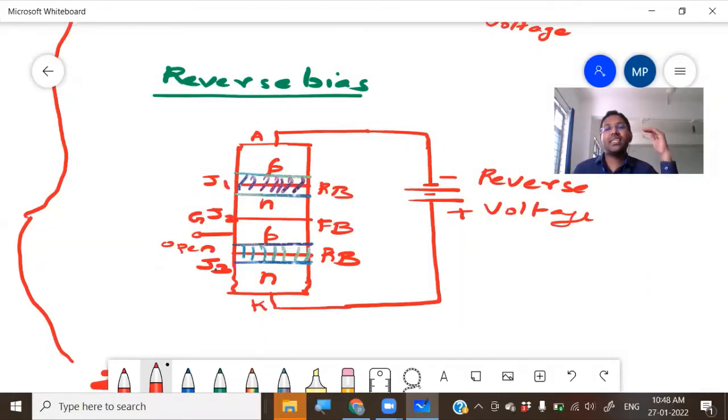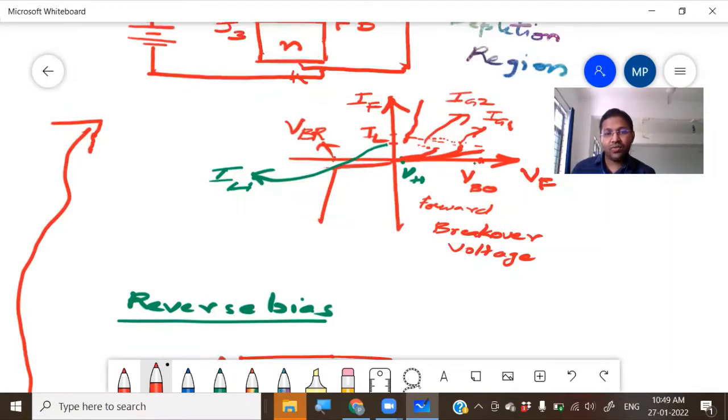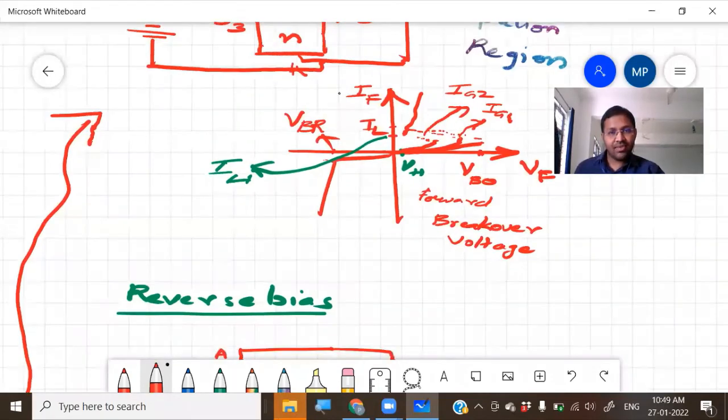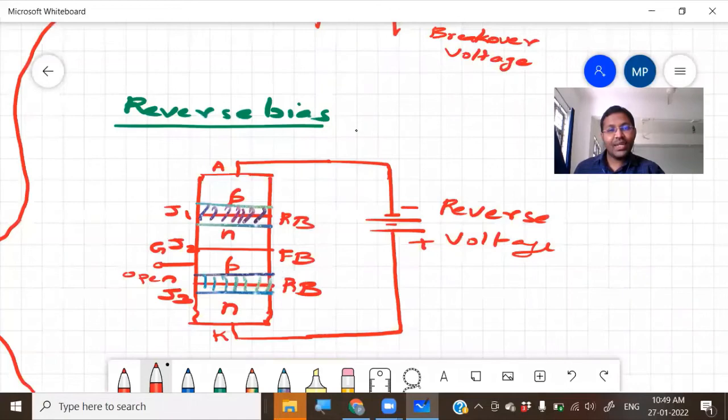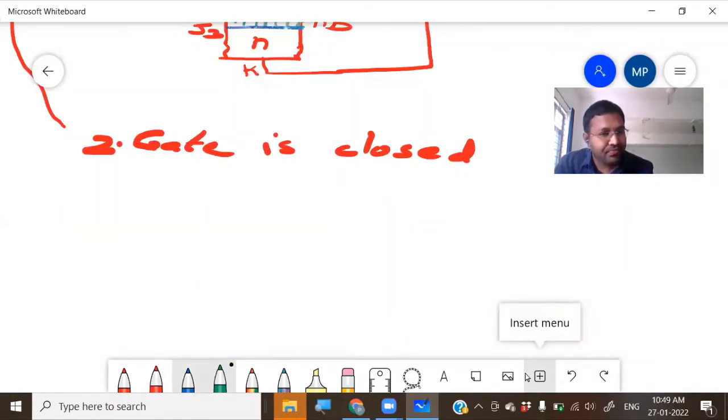Both the depletion regions at J1 and J3 are thin, right? The reason is this region is heavily doped, and the bottom N region is heavily doped. You know, doping is high, depletion region is thin. So this breakdown will usually occur at a lower voltage compared to VBO. Okay, right? So that is about the SCR. Next, we will consider the two transistor model of SCR.